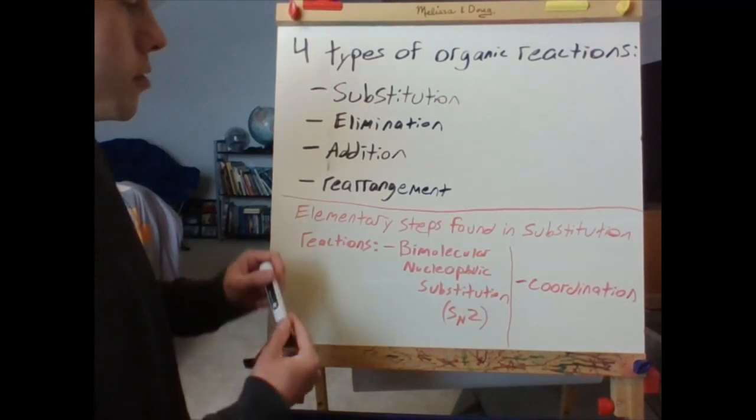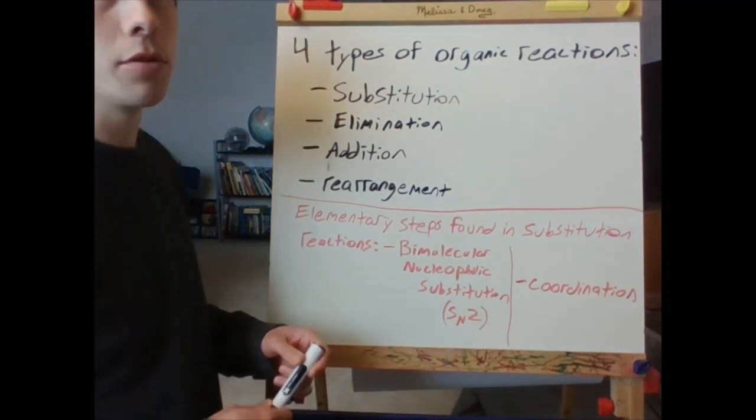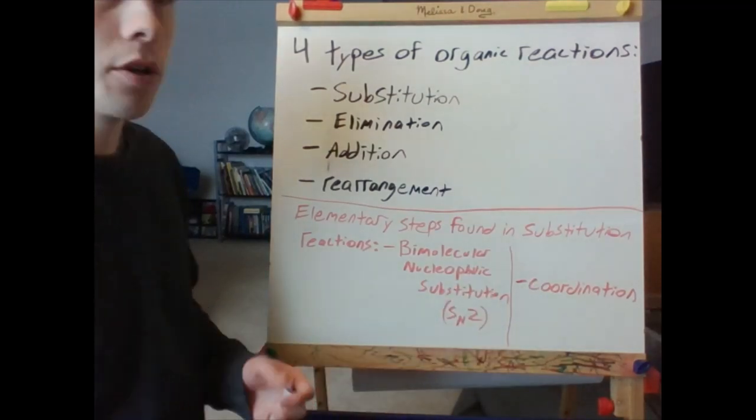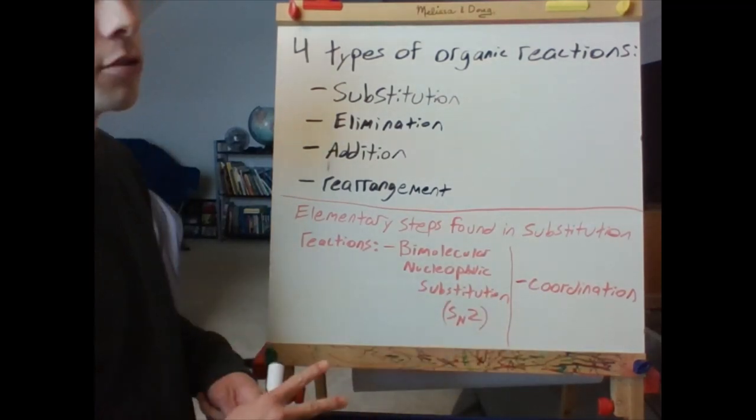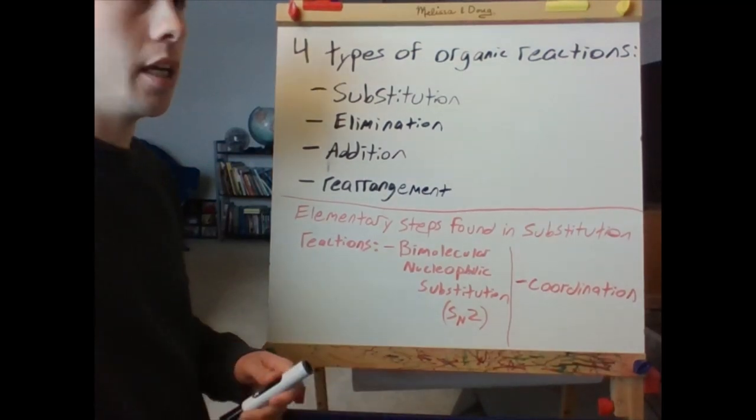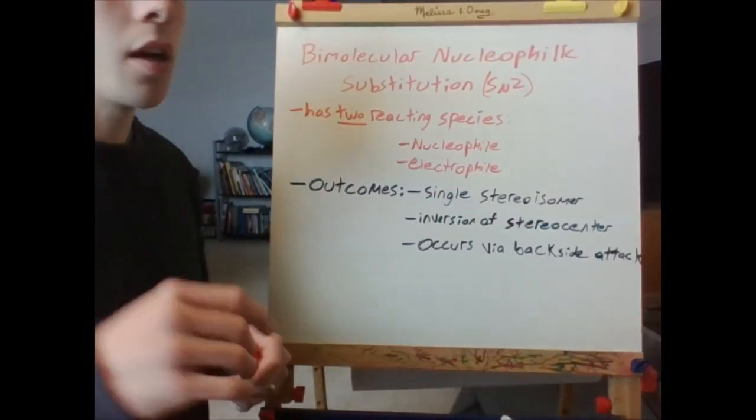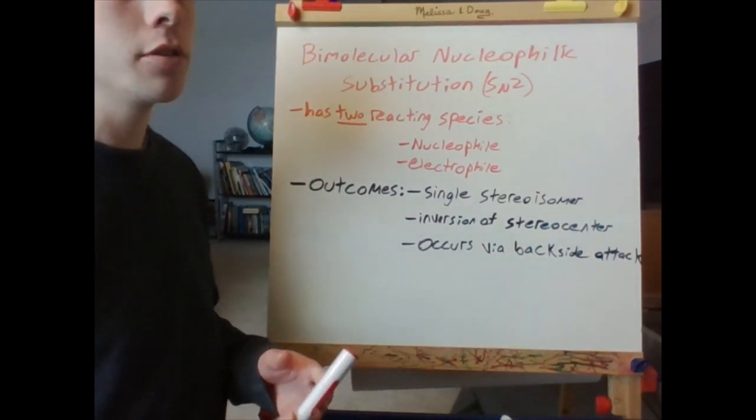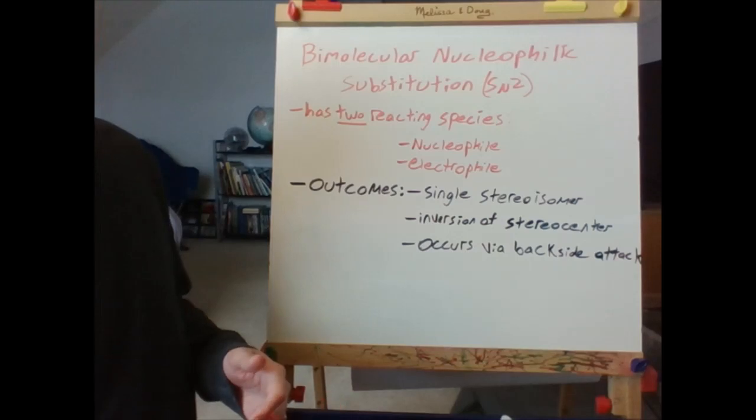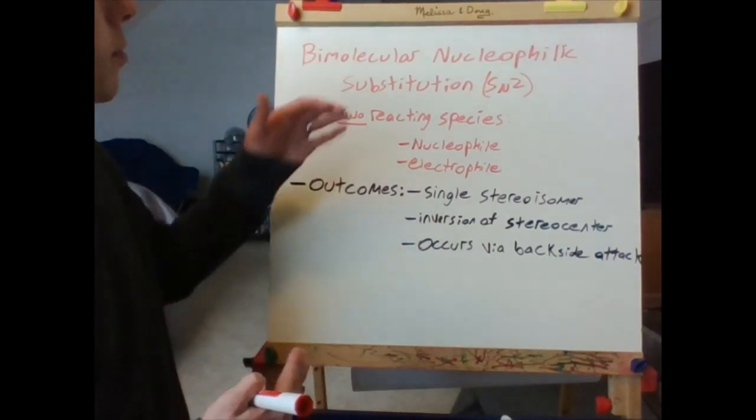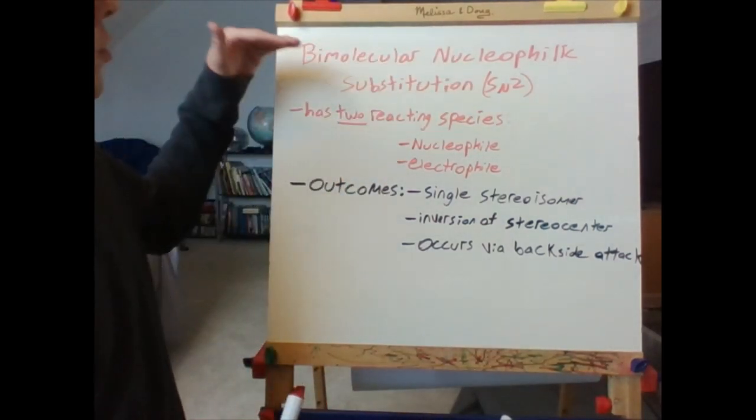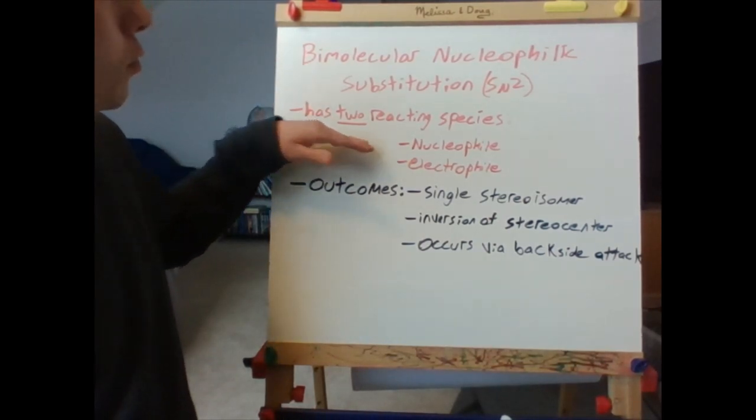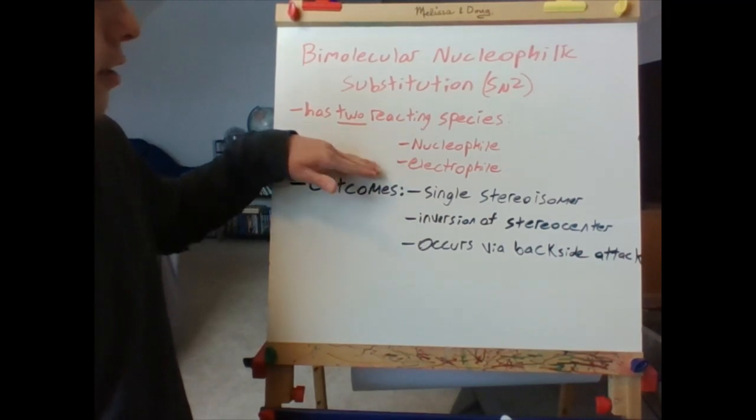Those elementary steps include bimolecular nucleophilic substitution, or SN2 reactions, and then it also involves coordination reactions. So these 2 elementary steps are only found in substitution reactions. Alright, let's look a little bit closer at the bimolecular nucleophilic substitution reactions, or SN2 reactions. What does this mean? It means substitution by a nucleophile with 2 species. So we have 2 different reacting species in our reaction, which include the nucleophile and an electrophile.